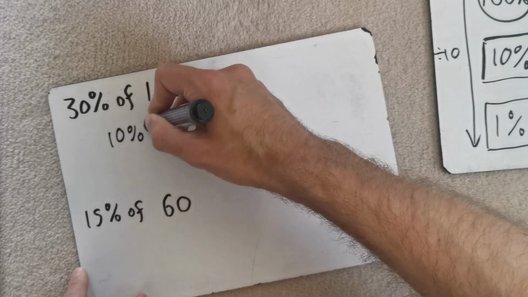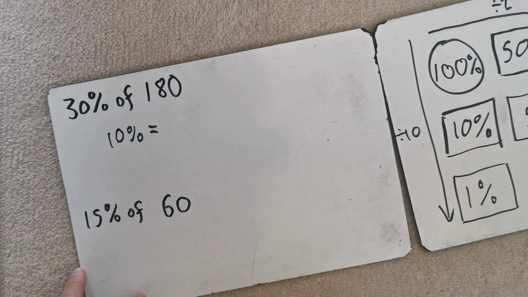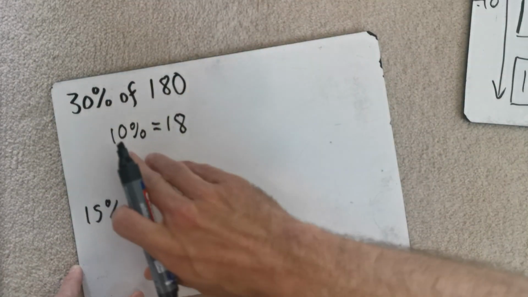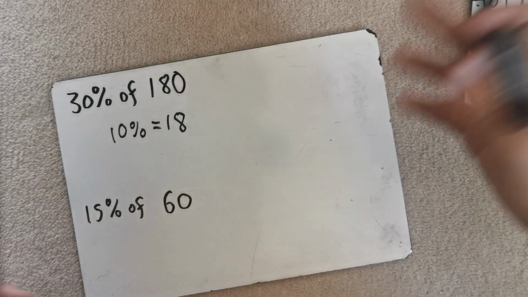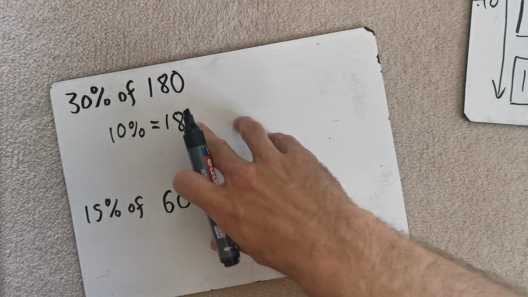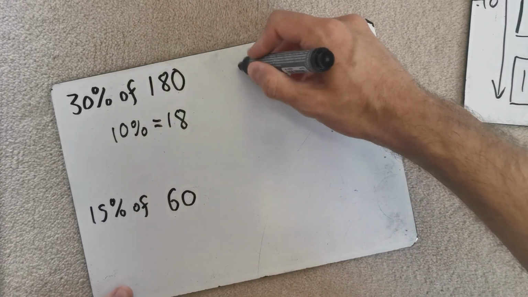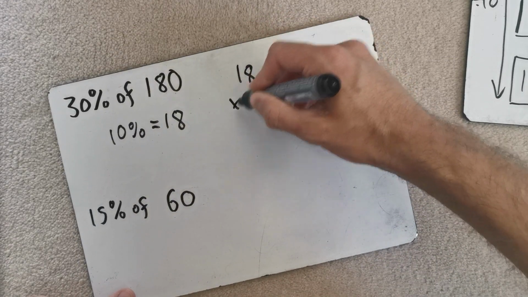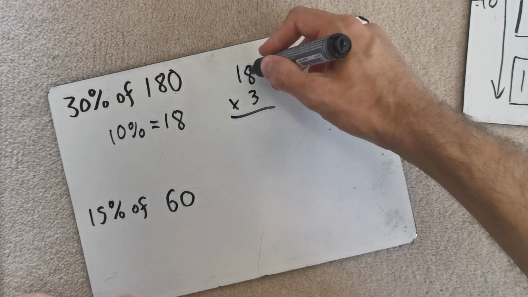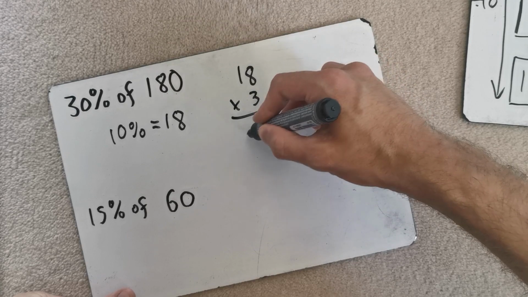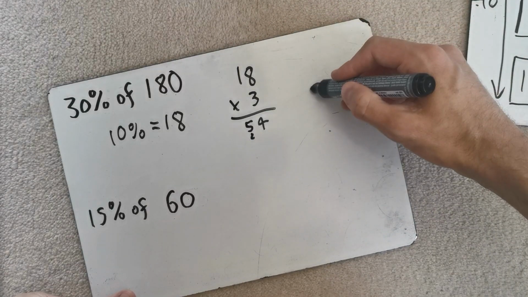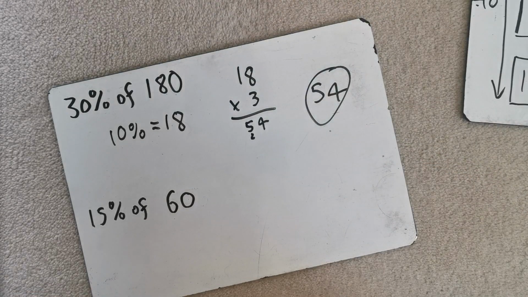So if we find out what 10% is, remember to find 10%, you divide by 10, which would be 18. And then what can we do to get from 10% to 30%? Well, we could times it by 3 because 3 times 10 is 30. So we could do the same to the 18. Okay, so 18 times 3, you could do it in your head. I'm just going to do it like this just so that everyone's clear. 8 times 3 is 24. 1 times 3 is 3. Add the 2 is 54. So that is the answer for that first one.